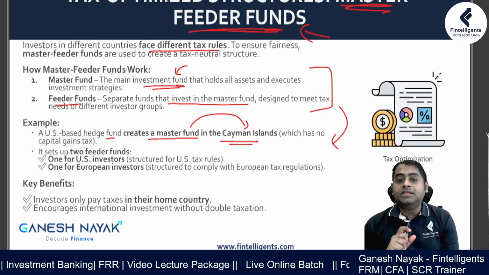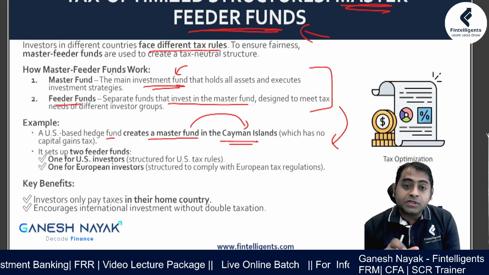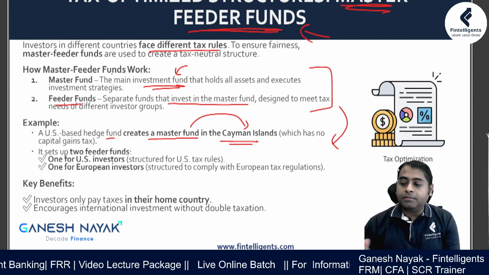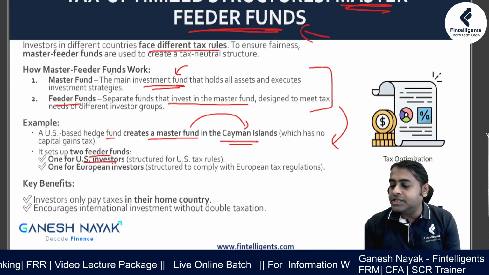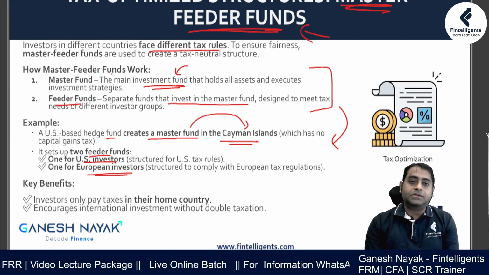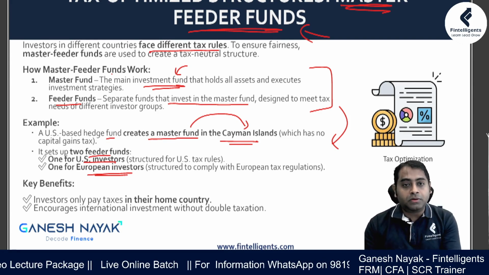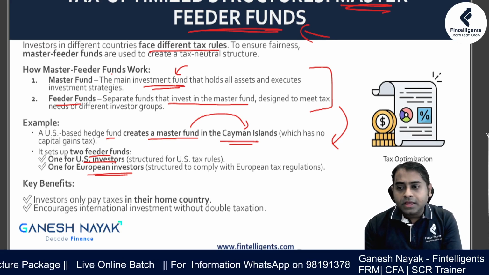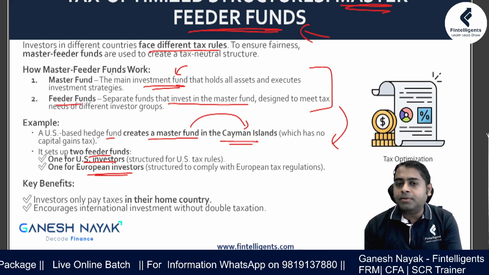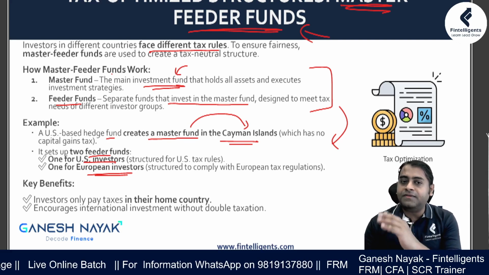But what they have done is, whatever this master fund is going to buy, how will the money come? They have created 2 feeder funds. One is for US investors, one is for European investors. So money is coming from the US also, money is coming from Europe also. Gift City is not an example of this. This is very different. Gift City is different.